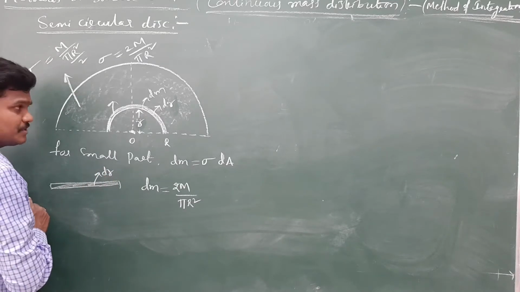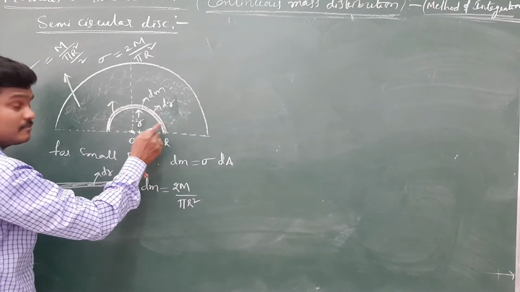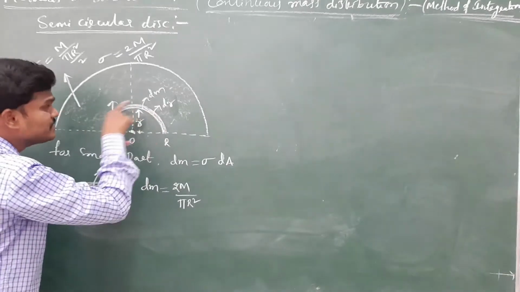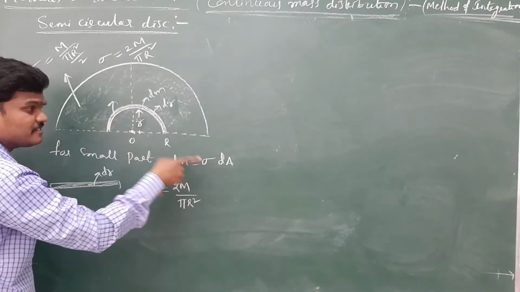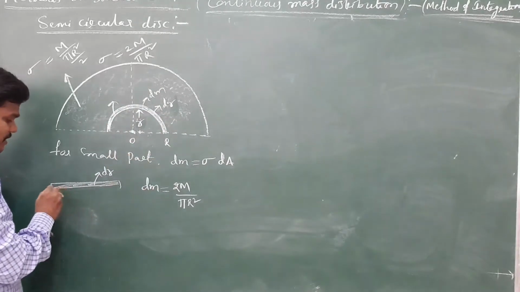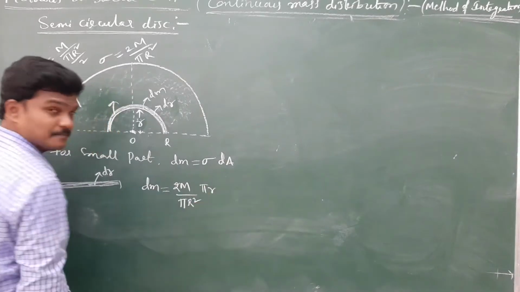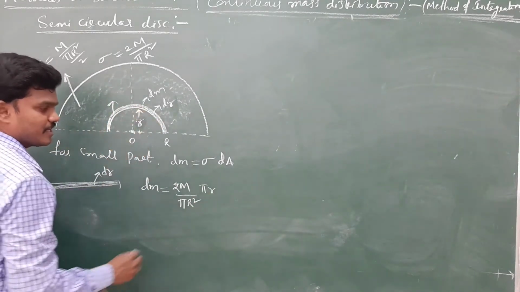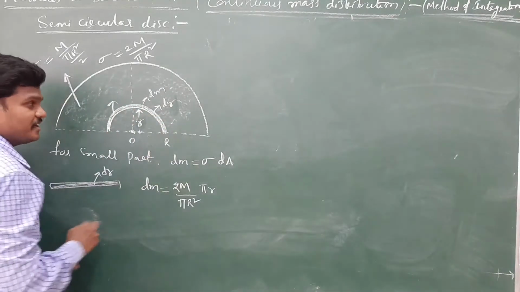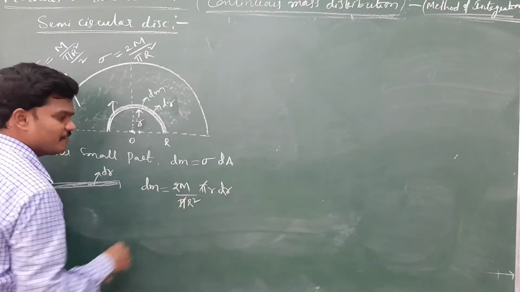Okay, so the length of this one is pi r, because it is a semicircle. If it is a full circle, it is 2 pi r. This is like a semicircular wire. So area is length into breadth. The length is pi r, where small r is the radius. If it is a full circle, 2 pi r. Now the length is pi r here, so pi r into dr, and you can square off r.